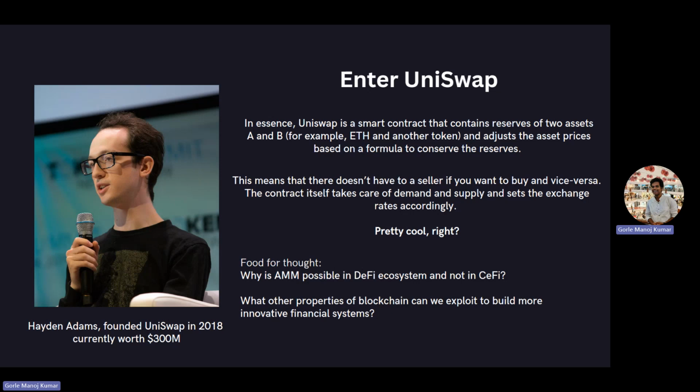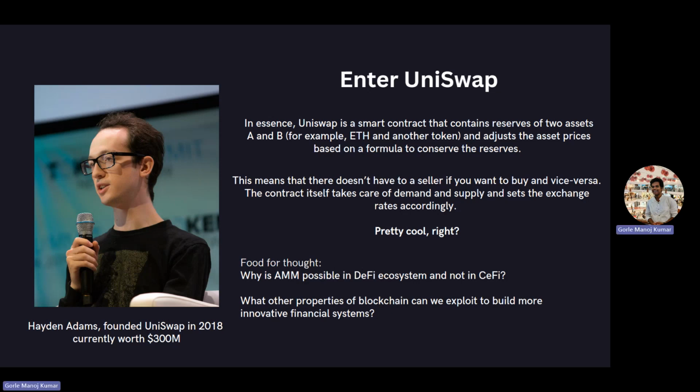Okay, food for thought. So basically the question is, this is what an automated market maker is, right? A market maker is basically making the market, providing a marketplace for a particular asset, and it's automated because the contract is doing it itself.